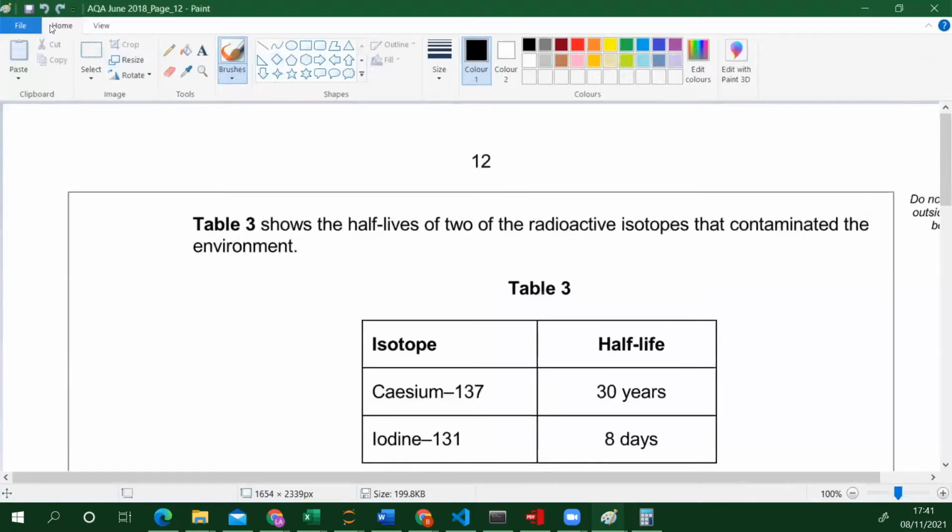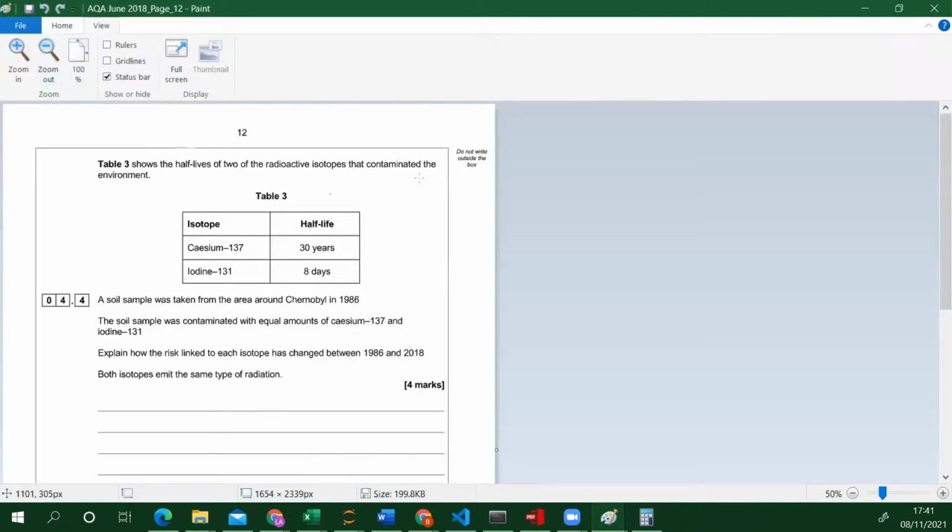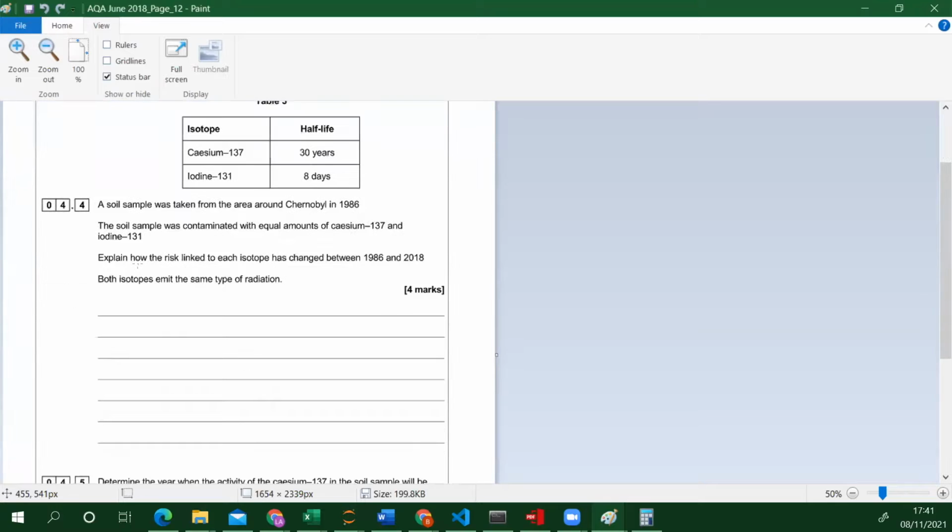Table three shows the half-lives of two of the radioactive isotopes that contaminated the environment. So this is from Chernobyl. Cesium-137, half-life 30 years, iodine-131, 8 days. So they've got very different half-lives. A soil sample was taken from the area around Chernobyl in 1986, and the soil sample was contaminated with equal amounts of cesium-137 and iodine-131. Remember, it was taken around when it occurred. It told you earlier, so you didn't have to remember. Just read back if you've forgotten.